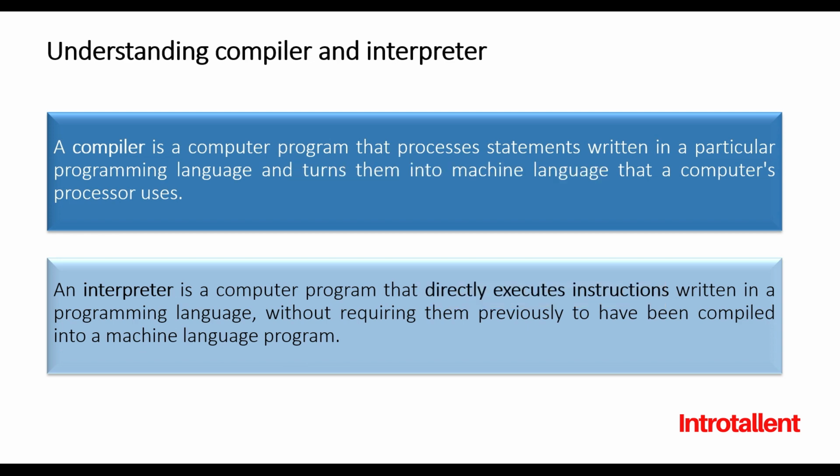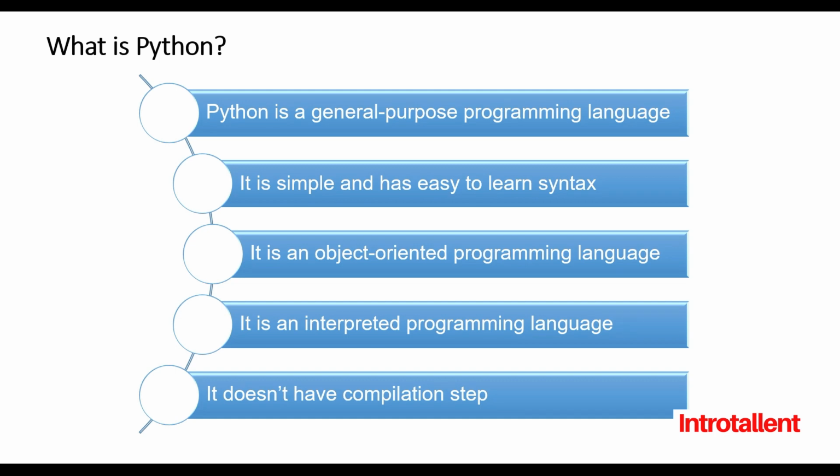Now let us understand once again what is Python. So it's a general purpose programming language. That means Python is used for different purpose, which we'll see in the next slide. It's simple and has easy to learn syntax that we will understand when we start the programming. It's an object-oriented programming language. That means it is based on object-oriented programming model that we talked in the previous slide.